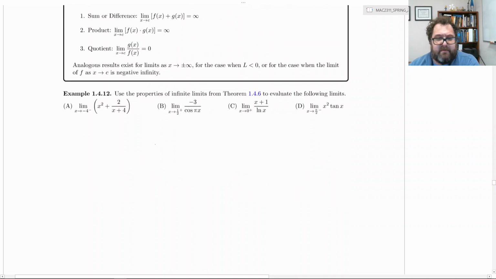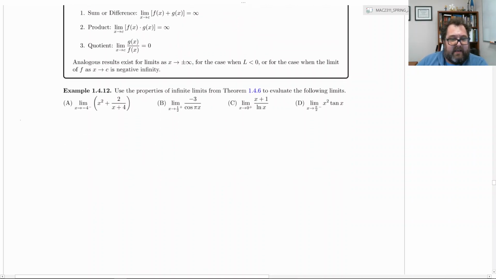Okay, let's see what we can come up with. Example A: we have the limit as x approaches -4 from the left of x squared plus 2 over x plus 4.